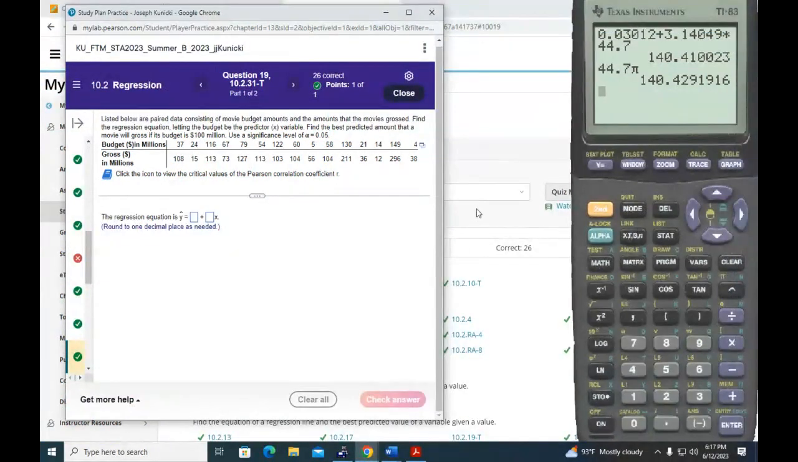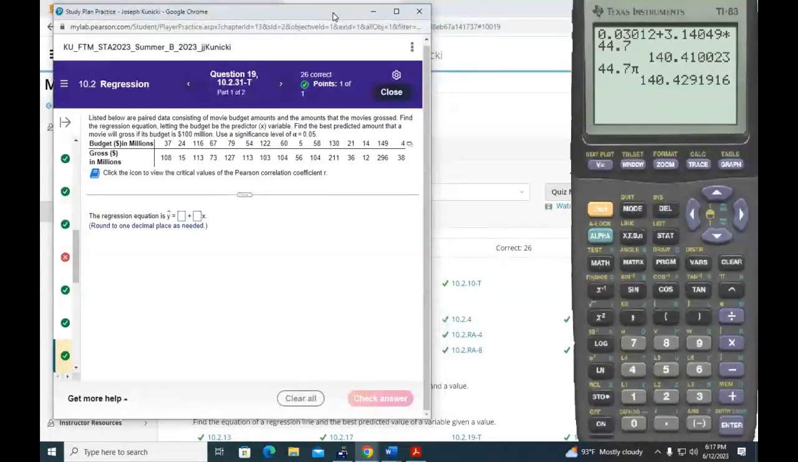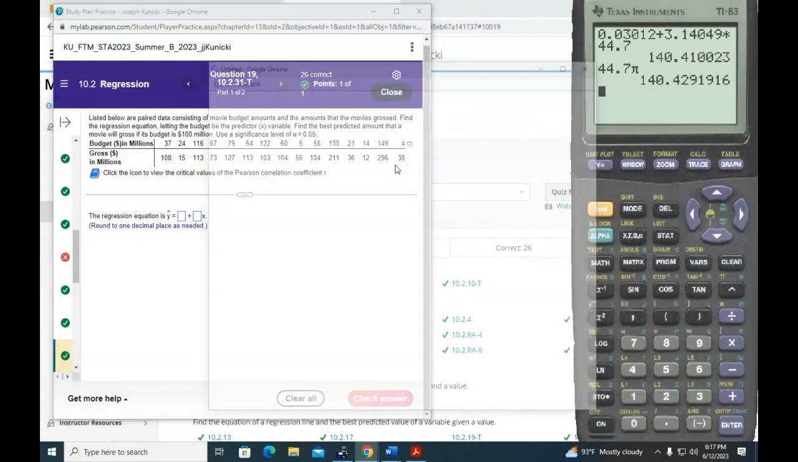So it's the budget versus the gross. How well does the budgeted amount predict the gross amount? 5%, and then we're going to have an X of 100 million, which is in our range. So let's go ahead and put the data in StatCrunch.